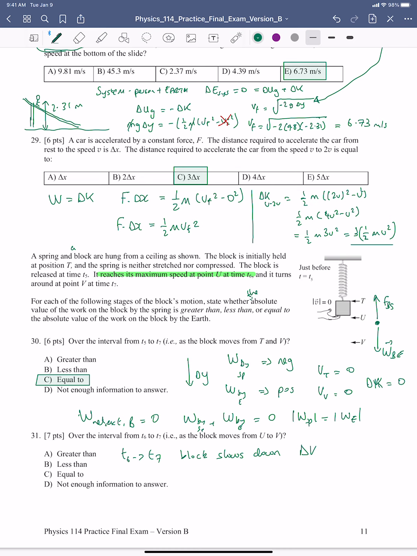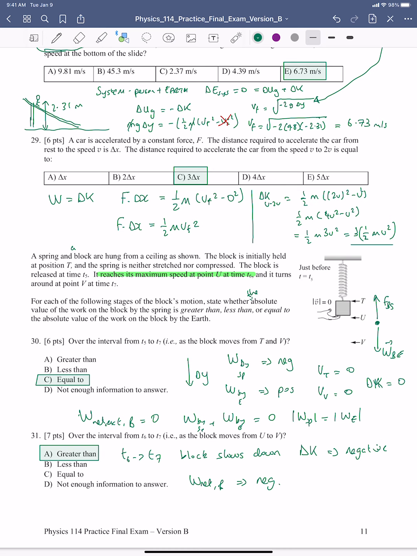So that means that delta K is negative, which means that the net work on the block has to be negative. The spring is the force that's doing negative work, and the Earth is doing positive work, but we have to have more negative work done than positive work. So the absolute value of the work done by the spring must be greater than that done by the Earth in this example, in order to slow it down.